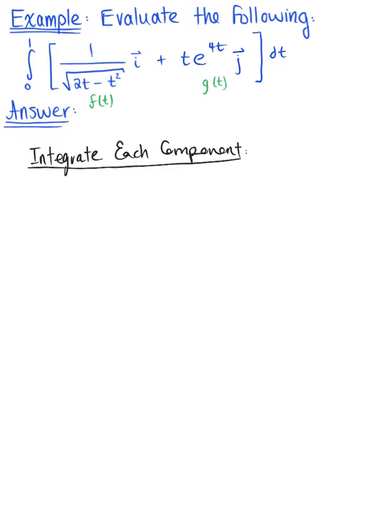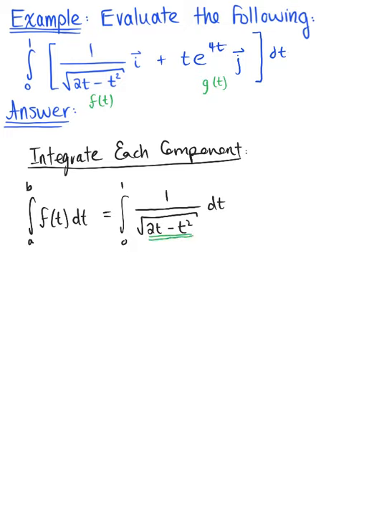So starting off here with the f component, so that's the integral from a to b of f of t dt. And here this is defined as the integral from 0 to 1 of 1 divided by the square root of 2t minus t squared dt. So looking at this integrand here, it's not set up as given for a u substitution, but we can manipulate the radicand here to allow ourselves to use a u substitution.